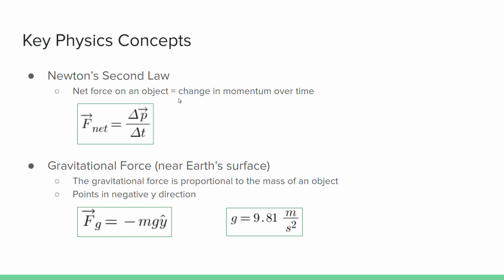The key physics concepts involved in this lab were Newton's second law, which states that the net force on an object is equal to the change of momentum over the change in time. The gravitational force near the Earth's surface is proportional to the mass of an object and points in the negative y direction, and is proportional to the gravitational constant g, which is equal to 9.81 meters per second squared.